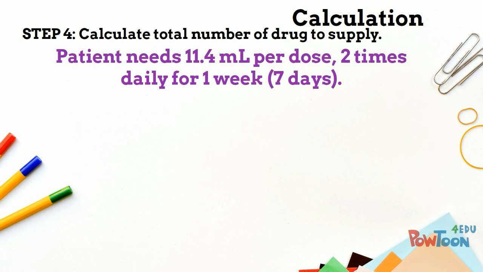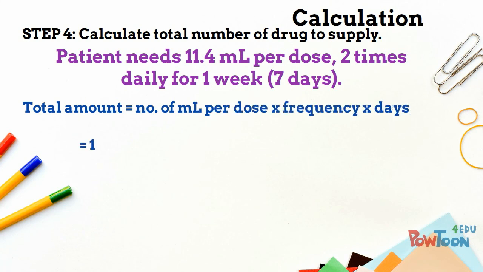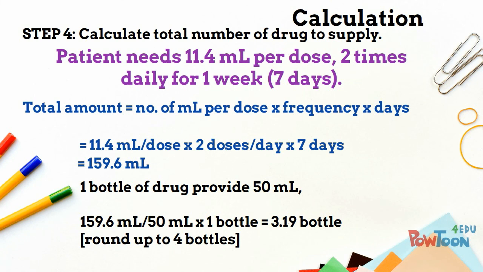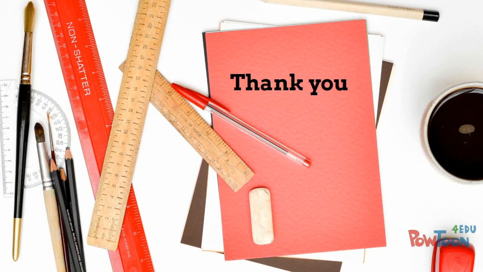As the patient needs 11.4 ml every time, 2 times a day for a week, the total amount required is 11.4 times 2 times 7, to get 159.6 ml. As 1 bottle provides 50 ml, the patient needs around 4 bottles of the drug.